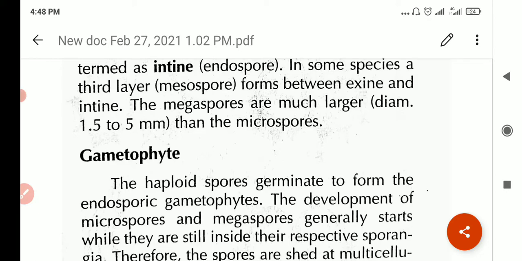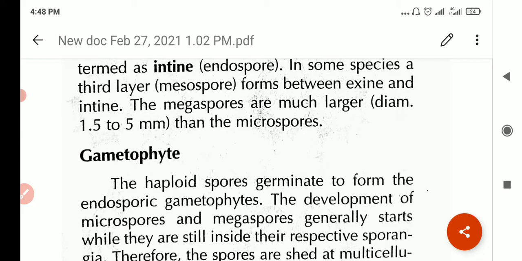Now we have reached the gametophyte generation. Like Lycopodium, when the haploid spores germinated, they gave us different types of gametophytes. Remember, we had the clavatum type, phlegmaria type, and cernuum type. Even in your assignment, I gave that question, so you write those three types and you draw them.